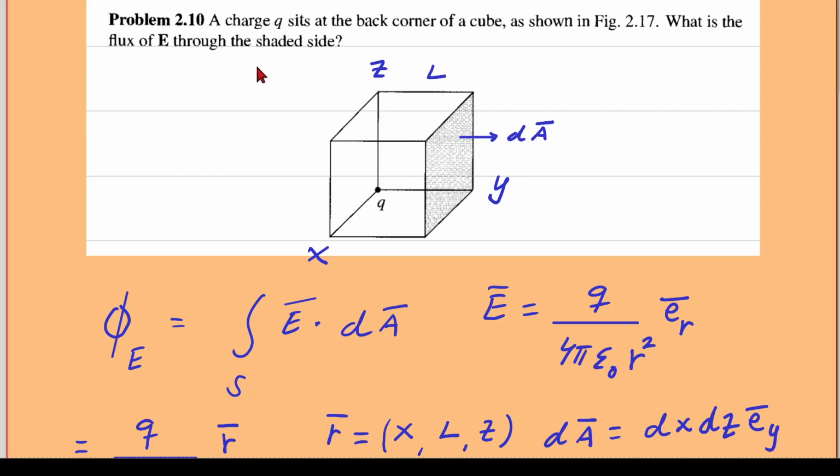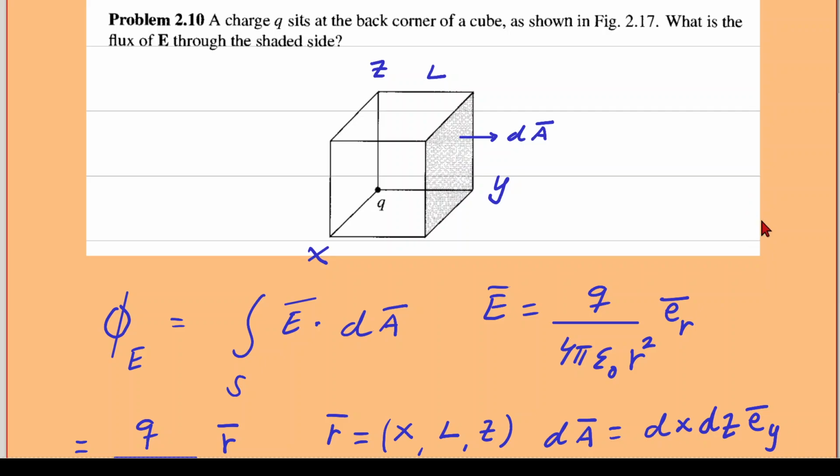Okay, let's take a look at the following problem. You have a charge here in the corner of a cube, and we are to calculate the flow through the surface S, this one here. And that is defined, the electric flow is defined like this integral, electric field dot product with the surface element dA, which has a direction, a normal direction outward from the surface.